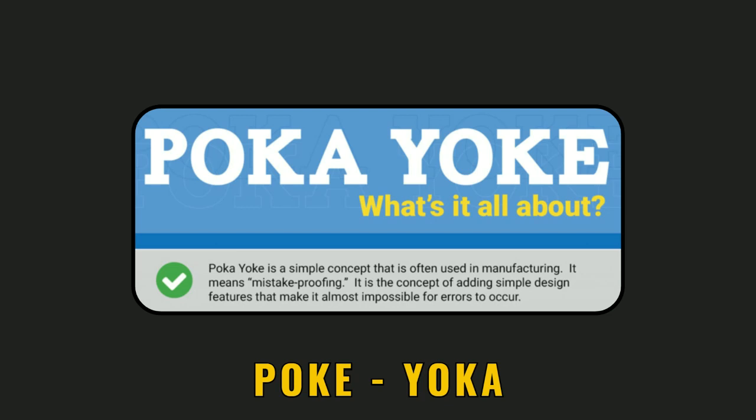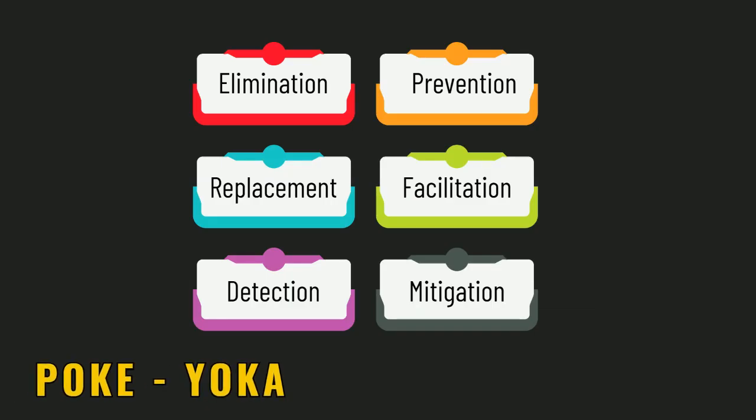Now, Poka-yoke is a simple concept that's often used in manufacturing. It means mistake proofing. It's a concept of adding simple design features that make it almost impossible for an error to occur. Now, there's 6 aspects of this, and I want you to take into consideration.